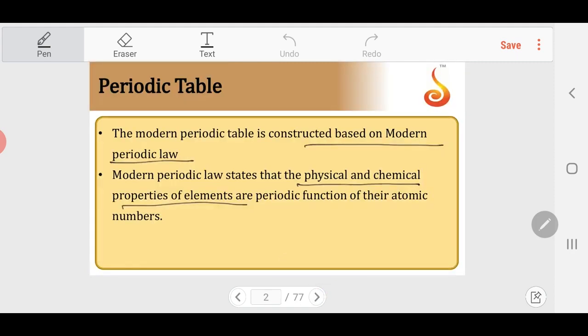As we know, the modern periodic table is constructed based on the modern periodic law. The modern periodic law states that the physical and chemical properties of elements are a periodic function of their atomic numbers. Earlier, the Mendeleev periodic law was based on atomic masses, and the modern periodic table is constructed based on atomic numbers.